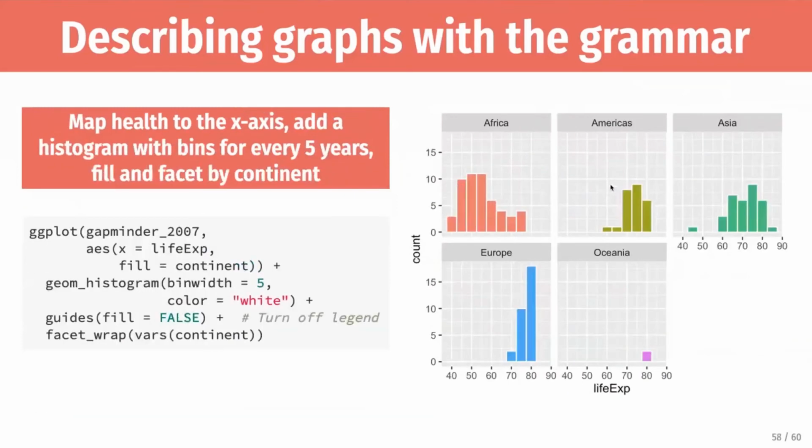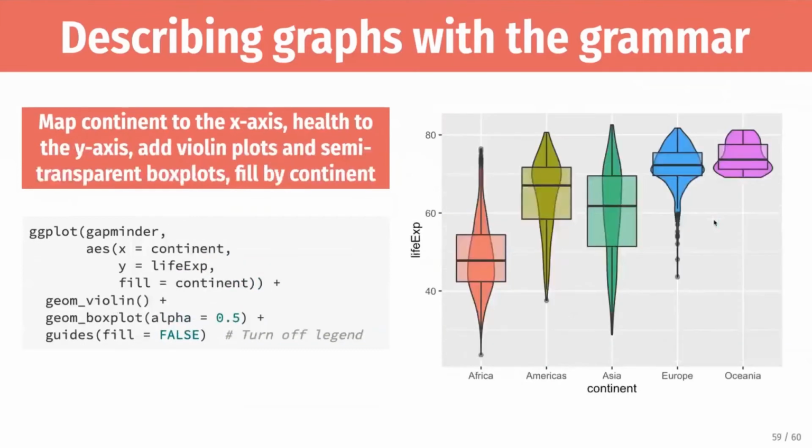Or here, we've mapped health to the x-axis. We used a histogram with bins for every 5 years, and we filled and faceted by continent. And there's our picture. And again, it's reproducible by anybody. Or here, we've used continent on the x-axis, health on the y-axis. We're using violin plots and box plots filled by continent, showing the distribution of life expectancy across the different continents.